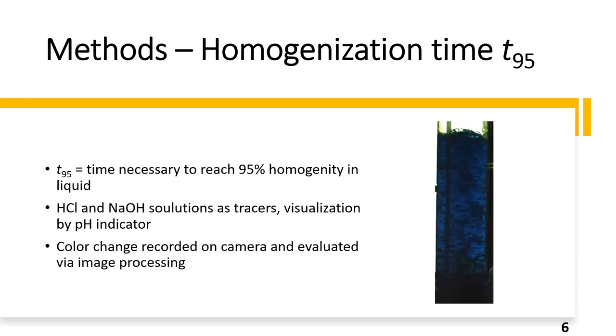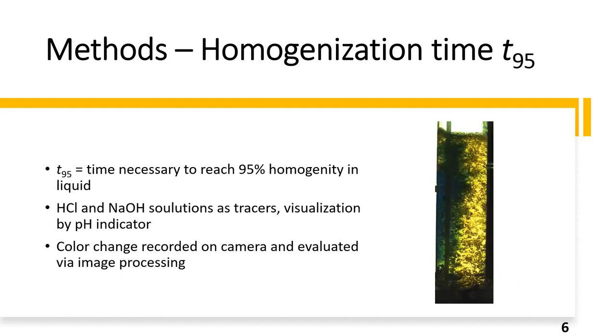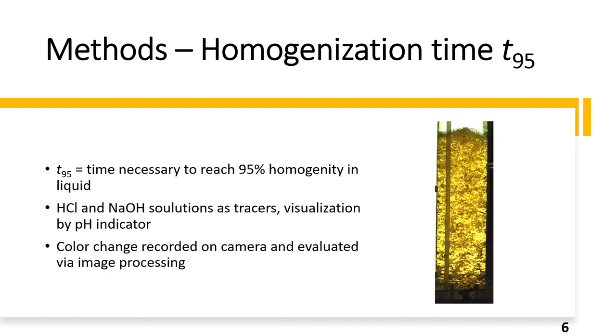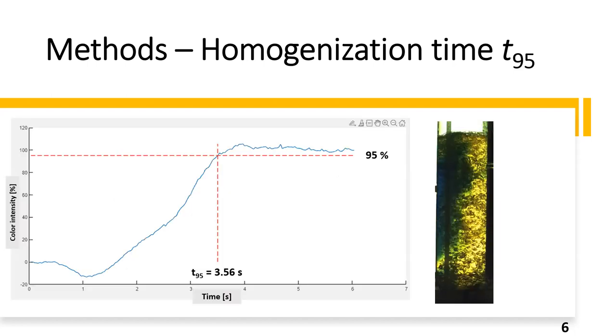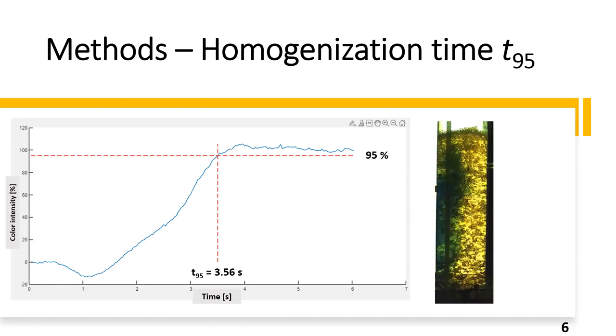Homogenization time was a bit more complicated, but a bit more colorful than the gas holdup. The homogenization time T95 refers to the time which is necessary to reach 95% of homogeneity in the liquid phase. I used a tracer method where I injected acid and hydroxide in the bubble column, and I visualized the whole process by pH indicator. The whole process of color change was recorded via camera, and the final video was analyzed in image processing. Here you can see a graph from such an analysis, where on the y axis you can see the color intensity, and on the x axis you can see the time. The program analyzes each frame of every video and determines when the color change reached 95%, and after that calculates the final time. In case of this video, in the presentation, it was 3.56 seconds.